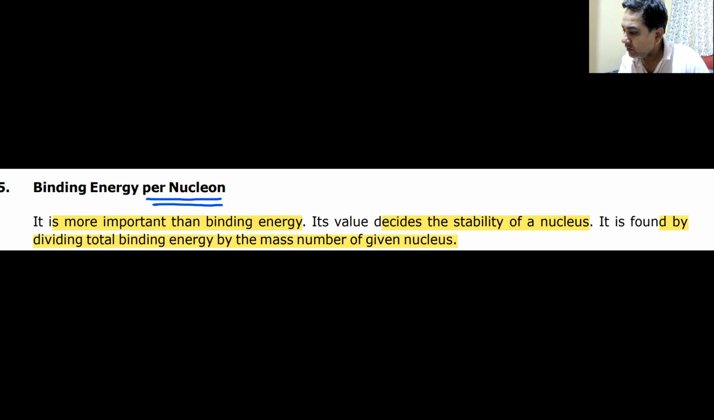I hope you are noting it down. The factor that decides the stability of the nucleus is not binding energy, but binding energy divided by the number of nucleons, or we call it binding energy per nucleon. Have you noted it down?